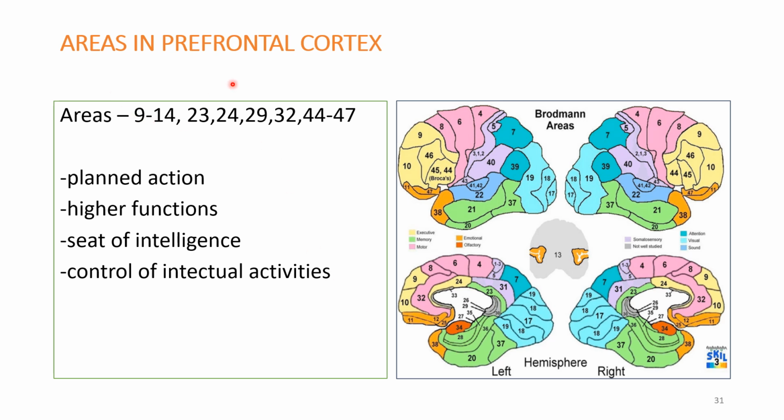Next, coming to areas in the prefrontal cortex. You have areas 9 to 14, 23, 24, 29, 32, 44 to 47. So here you can see 9 and some 46. Some areas are shown. So why is it important? It is for planned action and for higher functions, and is the seat of intelligence, and it controls the intellectual activities.